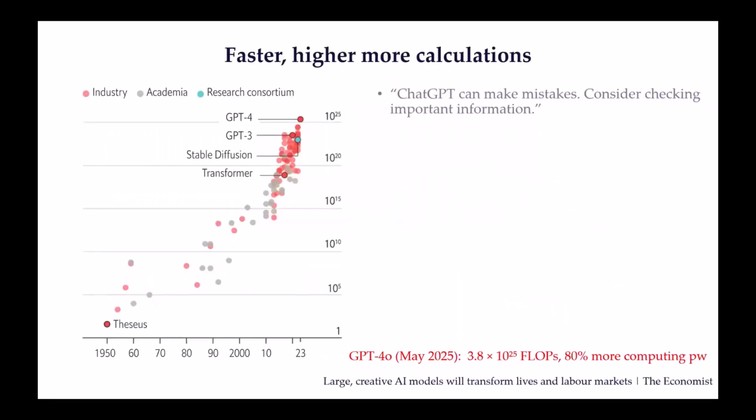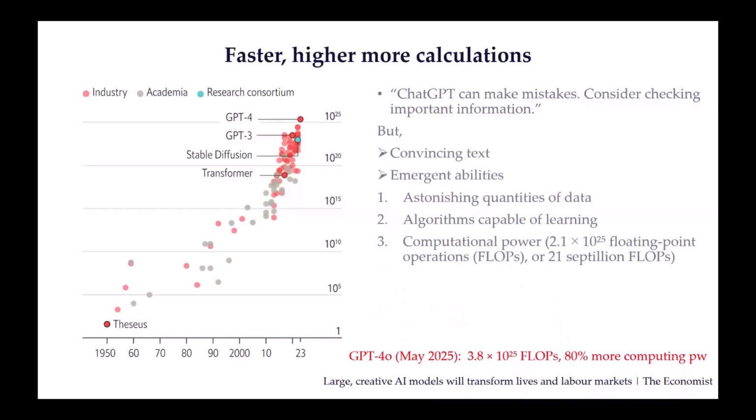It's getting smarter. Every time you use ChatGPT, you will see at the bottom line that ChatGPT can make mistakes. We have to make sure that all the information is correct. We are the decision maker anyway. But if you think about the convincing text and emergent abilities, we have an astonishing amount of data, and we have a very smart brain right now. What we are using now is GPT-4o, and it's very smart.